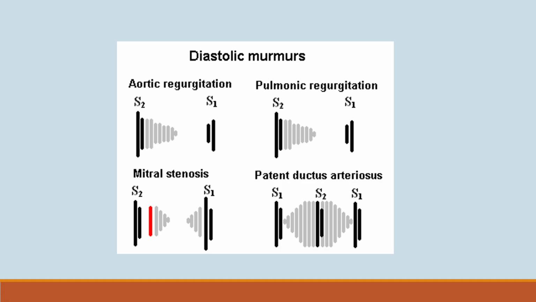So what's the difference in the diastolic murmurs between aortic regurgitation and mitral stenosis? Aortic regurgitation starts immediately after S2, while in mitral stenosis, you have this isovolumic relaxation period, after which the mitral valve opens and you start having the flow. And the opening of the mitral valve is heralded by what you call the opening snap. Pulmonary regurgitation is similar to aortic regurgitation. Patent ductus is not to be discussed today.